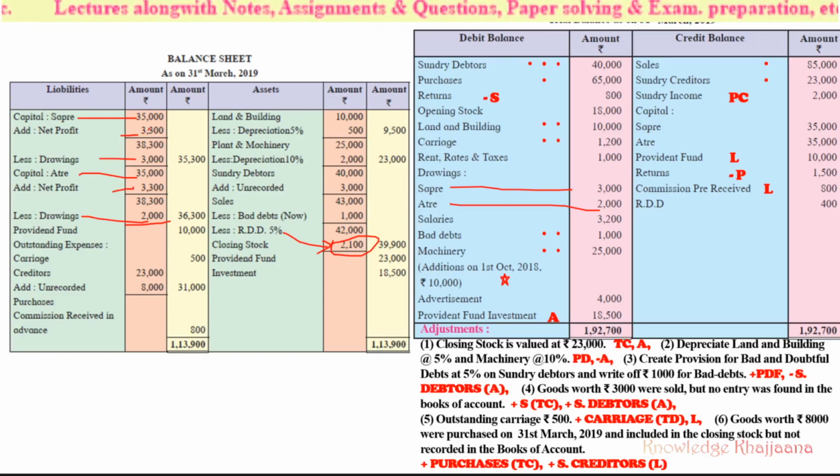So the original capital after adding the net profit and after deducting the drawings, the value of capital of Sapre is 35,300, and for Atre it is 36,300, because he has drawn only 2,000 rupees.